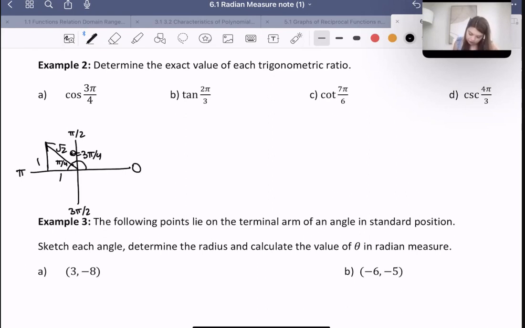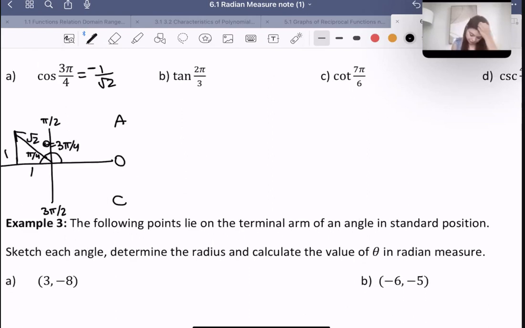So what's cosine with this one? That's going to be adjacent over hypotenuse, which is 1 over root 2. And then let's use our CAST rule to check if this is going to be positive or negative. As it turns out, it's going to be negative because it's in quadrant 2, and only sine is positive in quadrant 2, which means cosine is negative. Okay. Then we have tan of 2 pi over 3.